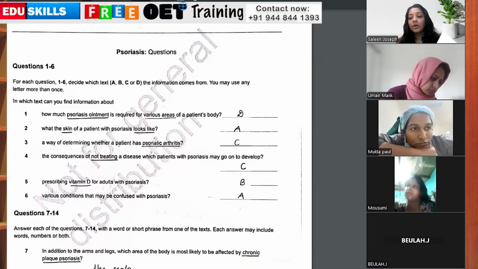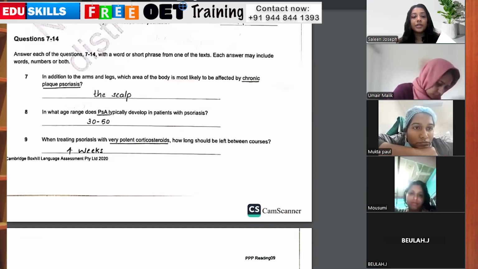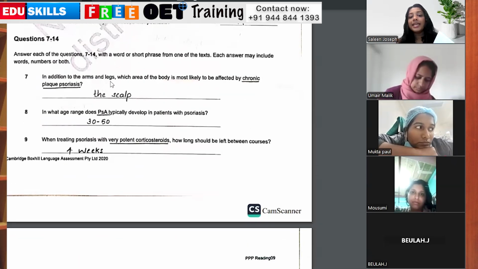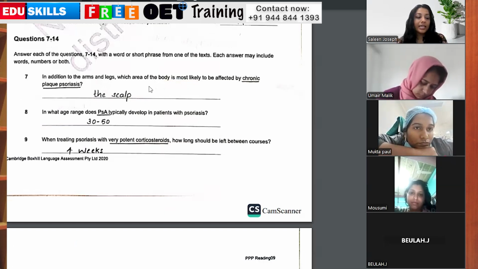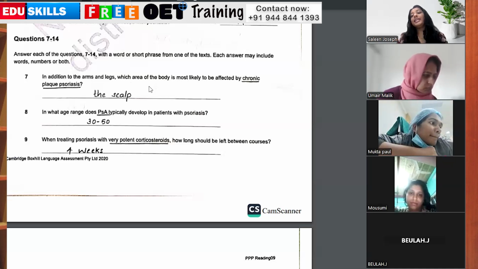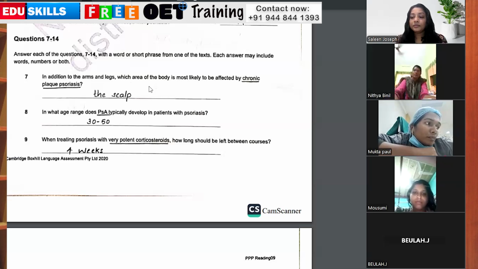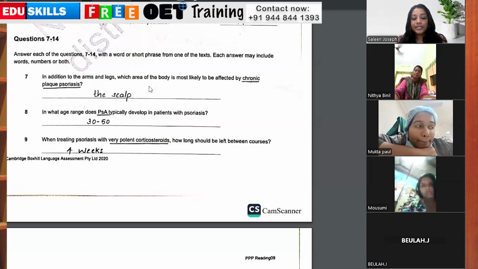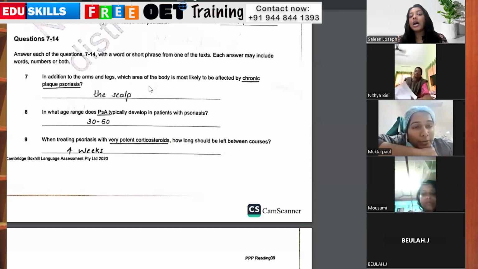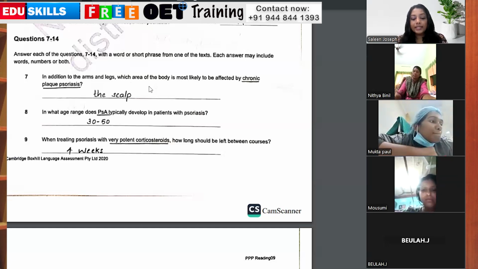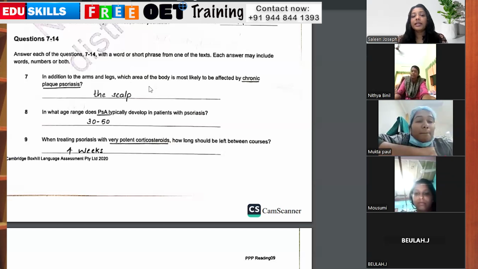Fine. Now, moving to questions 7 to 14. So again, in addition to arms and legs. Here, what synonymous language have they used? Instead of arms and legs, what phrase have they used in text A? Limbs. Yes, limbs. So extensor surfaces of the limbs. Which area of the body is most likely to be affected by chronic plaque psoriasis? The answer is scalp and limbs, right? So they have mentioned here arms and legs.